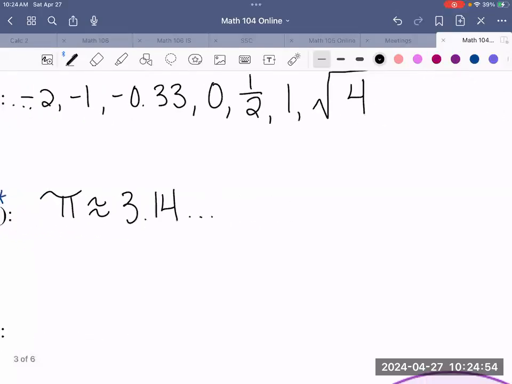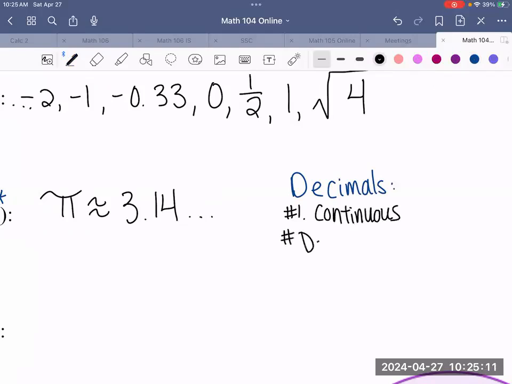So that goes with your rule. Decimals, they are continuous. They do not repeat.